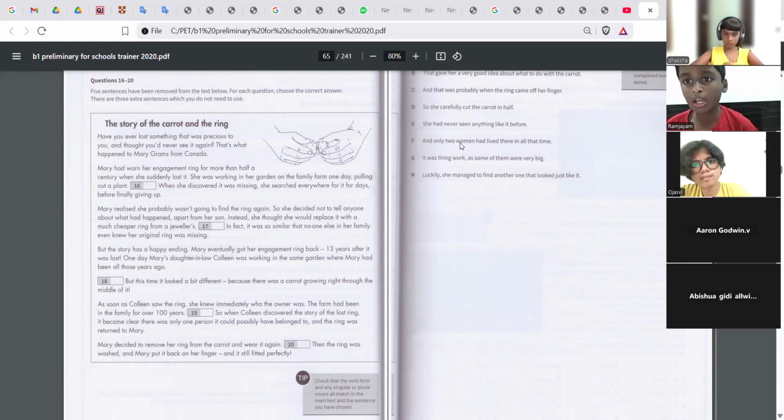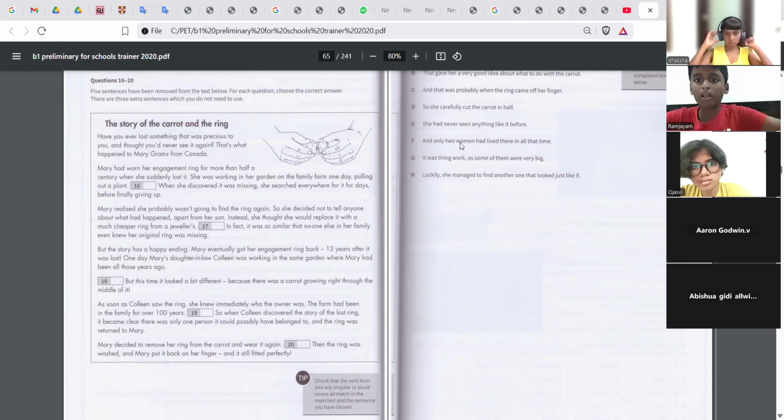Mary eventually got her engagement ring back 13 years after it had been lost. One day, Mary's daughter-in-law, Colleen, was working in the same garden where Mary had been all those years ago. But this time it looked a bit different because there was a carrot growing right through the middle of it. As soon as Colleen saw the ring, she knew immediately who the owner was. The farm had been in the family for over 100 years. So even Colleen discovered the story of the lost ring.